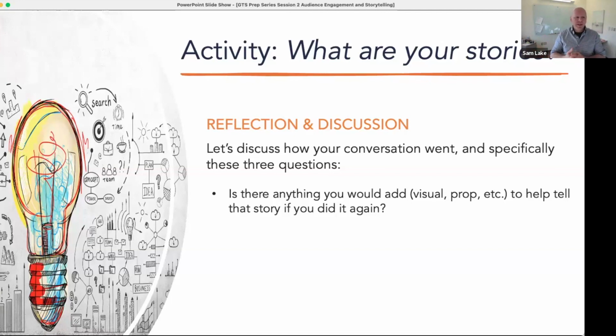And the first is, is there something that you wish you would have had as a prop, as a visual on a slide, as something you could have pulled out of your pocket that would have actually helped you tell the story in the example that you were just giving in the breakout rooms? Anybody willing to share? Is there something that would have been really useful? I see some pondering going on.